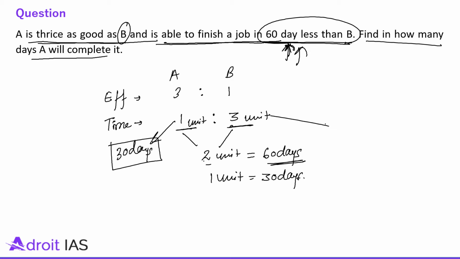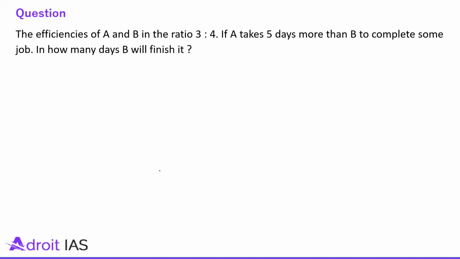And what about 3 units? 3 units is equal to 3 into 30, which is 90 days, right everyone? So A is doing that job in 30 days and B is doing that job in 90 days. It's a very simple question and a very good approach to solve these types of questions. That's why the question seems so easy for us. Anyways, let's talk about the next question.